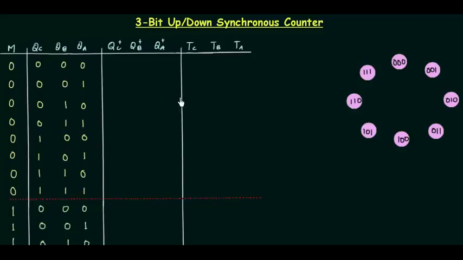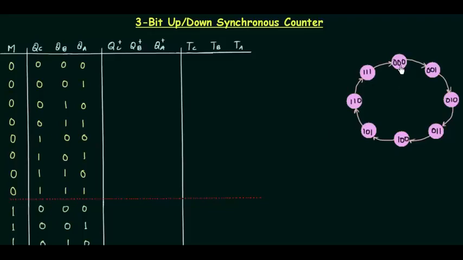And if I talk about the first 8 cases, when M is 0, we will have the up counting. So let's see how it looks. We will start from 0 0 0, we will go to 0 0 1, then 0 1 0, that is our 2, then 3, 4, 5, 6, 7. This is up counting. Why is it up counting? Because for every passing clock pulse, we have a value that is greater.